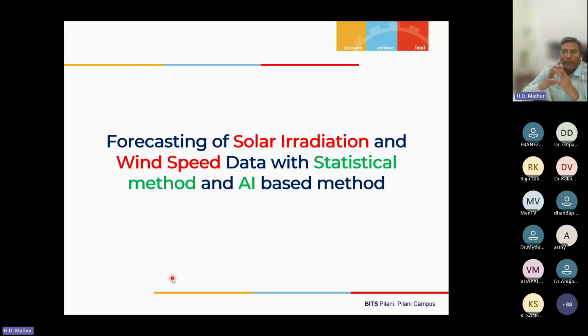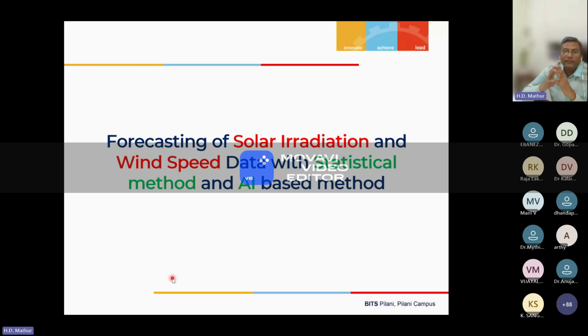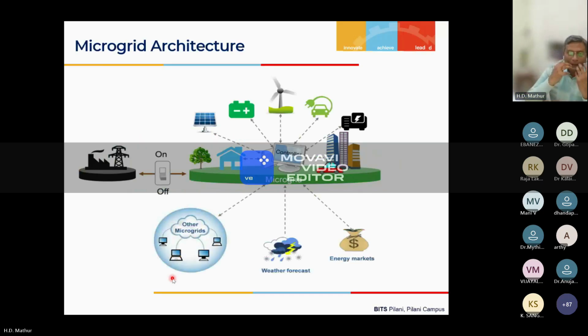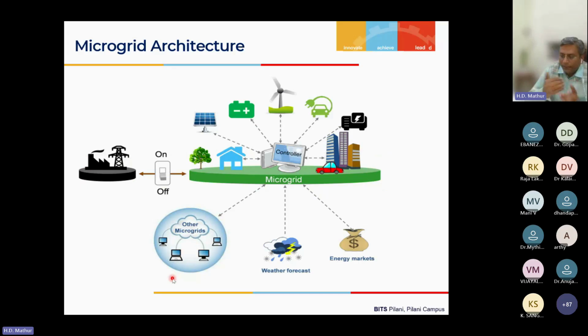Now, let me talk about the topic of the day, where we are going to talk about forecasting of solar irradiance and wind speed data. But why do we need forecasting? Why forecasting is needed can also be explained through this microgrid architecture.